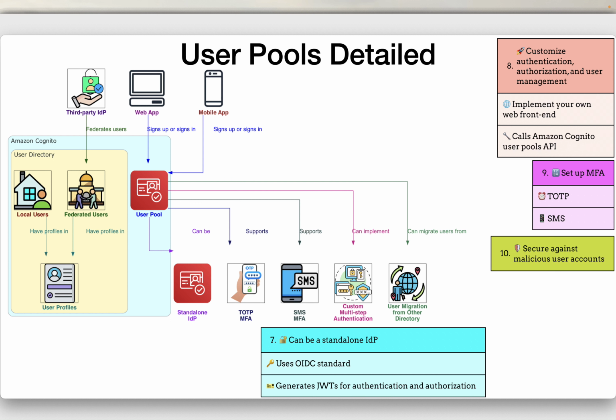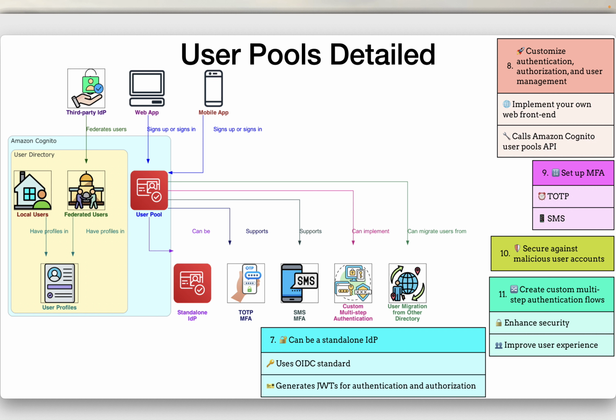User pools help secure your application against access from user accounts that are under malicious control. You can create your own custom multi-step authentication flows to further enhance security and user experience. You can look up users in another directory and migrate them to Amazon Cognito user pools. So these are all features of user pools, which is the first feature.